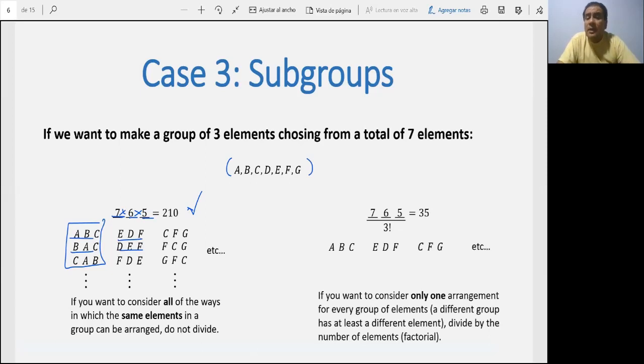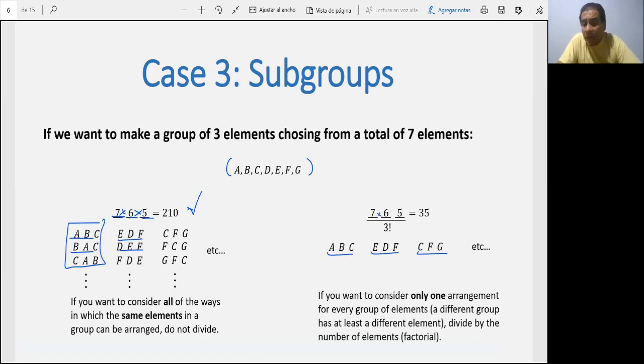For example, that is when they tell you that the number of subgroups of 3 elements that you're counting actually don't mind the different order, okay? So in this case, you don't want to count the same trios in different order. You just want to count trios that are different from one another in at least one element. So here you should have trios like this: ABC, EDF, CFG, etc.